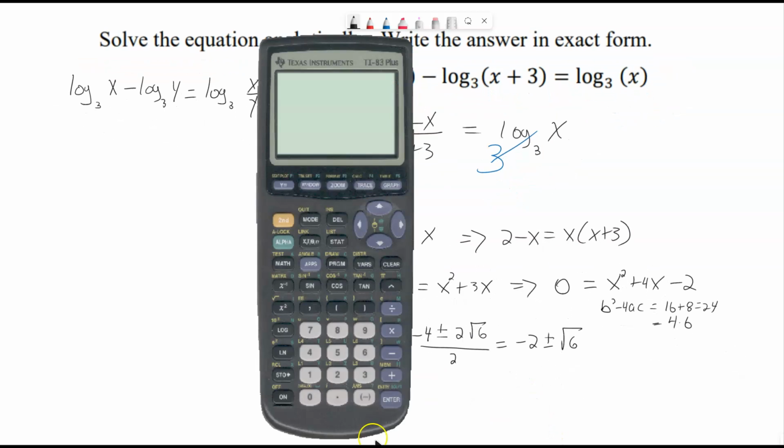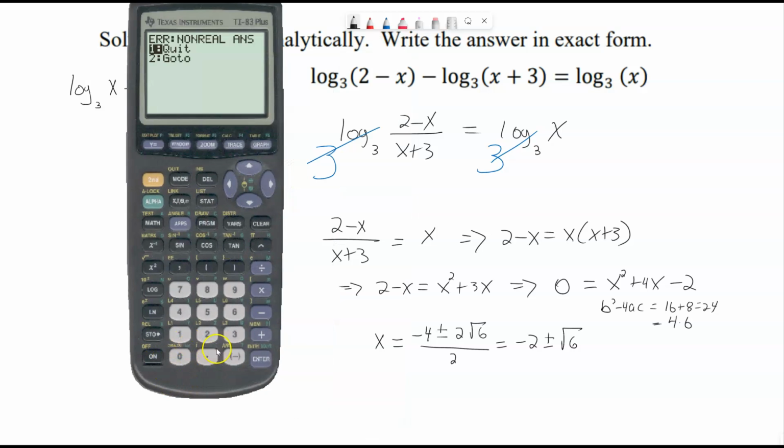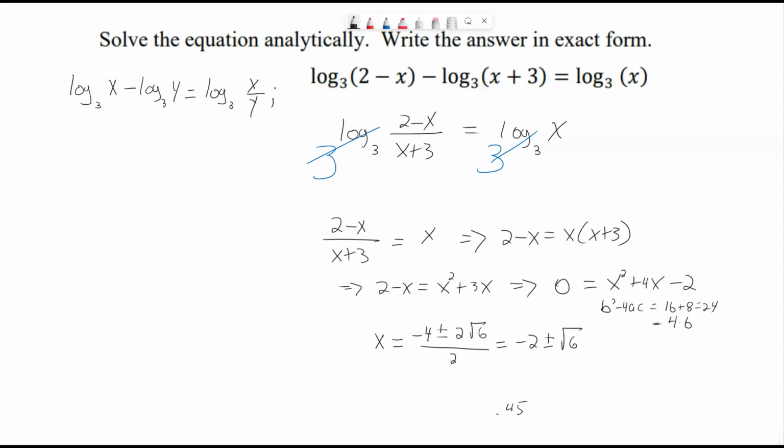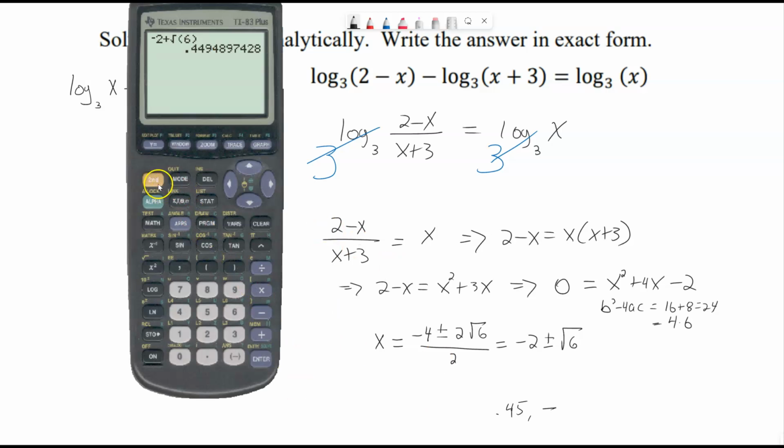But if we do a quick check, negative 2 plus the square root of 6, that's approximately 0.45, so we like 0.45, and negative 2 minus the square root of 6 is negative something. Let's look at that real quick. We're just trying to determine if any of these answers are not applicable. Negative 4.5.